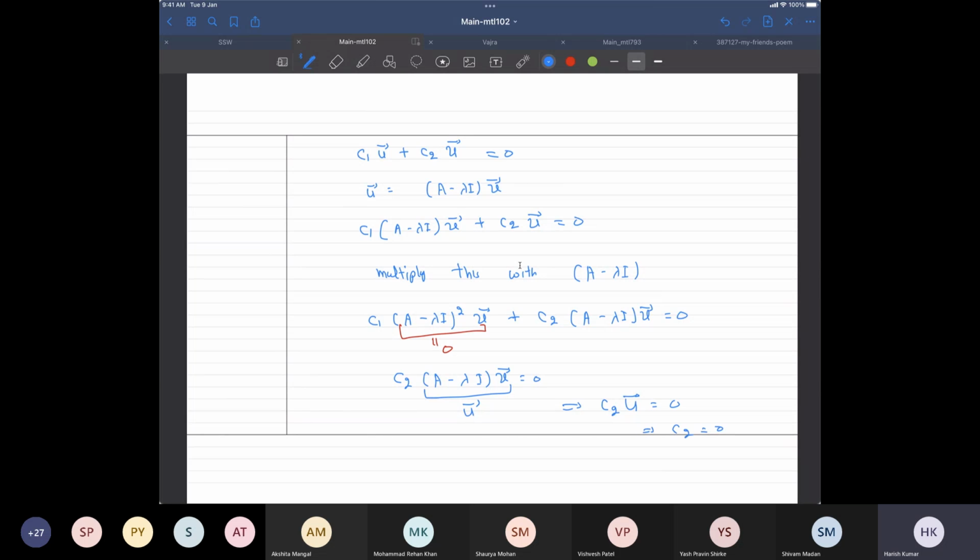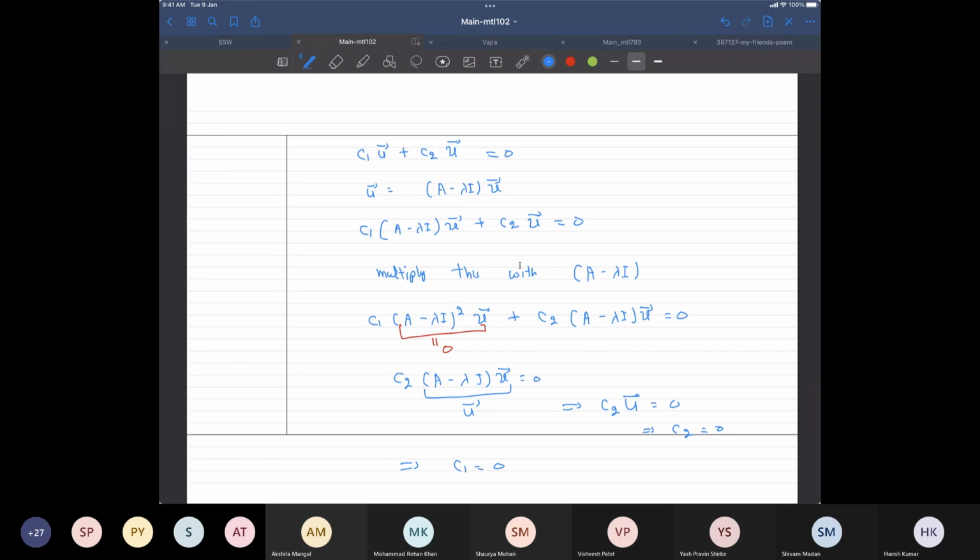Okay. And when C2 is 0, you can either plug this thing here and then you get C1 to be 0, or you can do something else also. There is absolutely no issue. So this implies C1 is equal to 0.